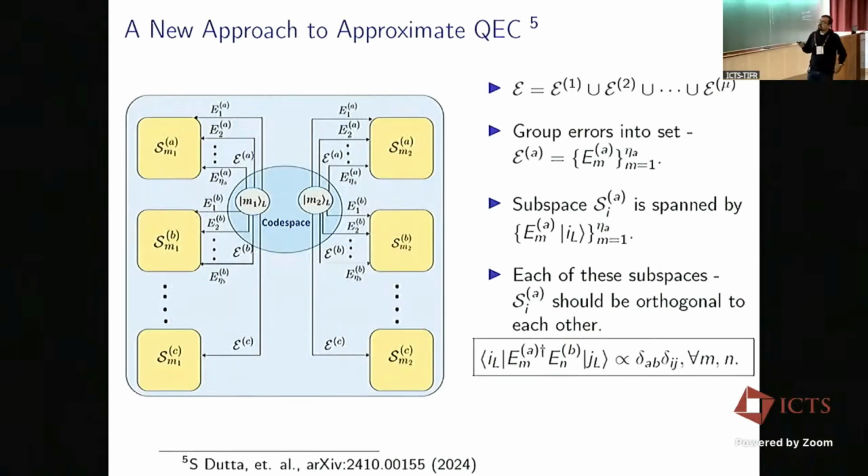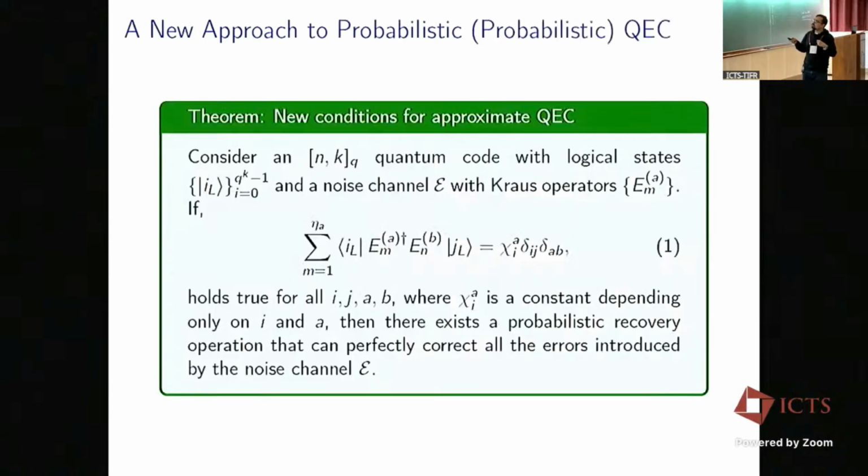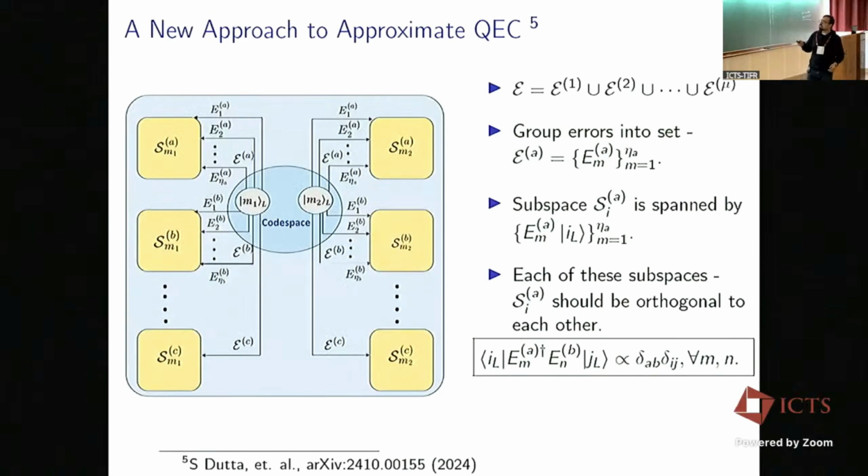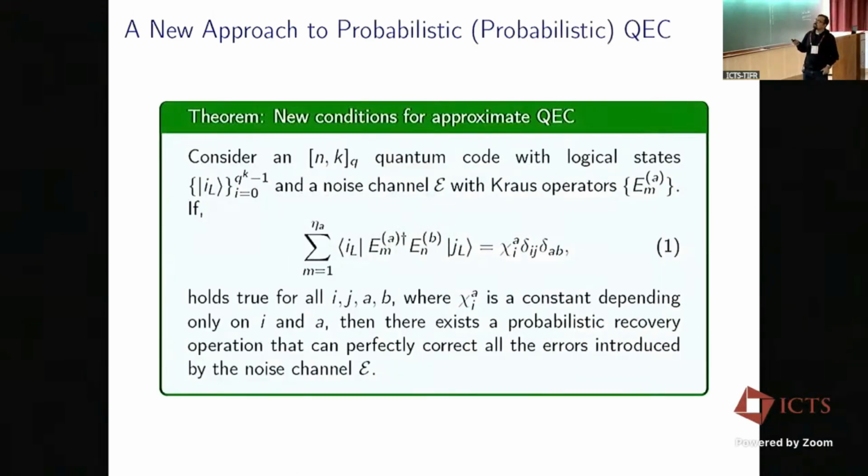So you have a code space, which is a span of these code words. We are not now dividing the error Kraus operators into different groups, different sets. Each error set consists of some Kraus operators, and that will take your code words to an orthogonal subspace. And each of these error subspaces should be orthogonal to each other. So this is the theorem.